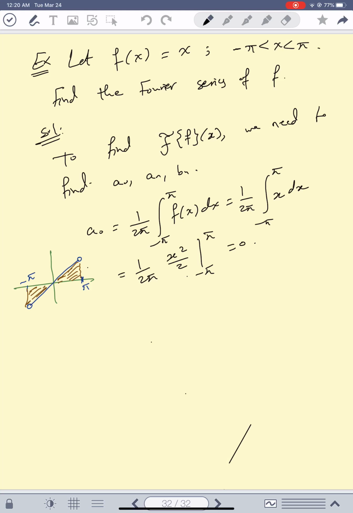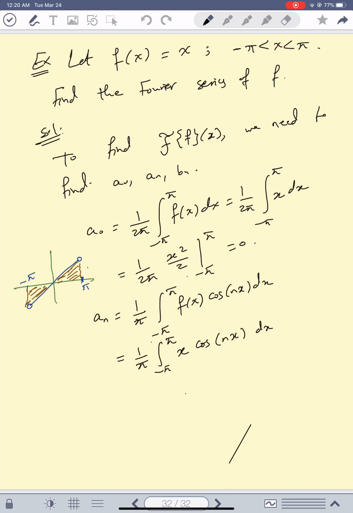What about the an? Now, what is the formula for an? It's 1 over pi integral from -pi to pi f of x cosine nx dx. So it's 1 over pi integral. Now, between -pi and pi, what is f of x? It's x, times cosine nx dx, okay? Now, how do we compute this integral? Clearly, this is done by integration by parts, because you have a trigonometric function cosine times x. So you can do it as integration by parts.